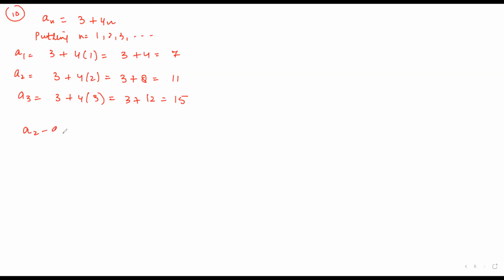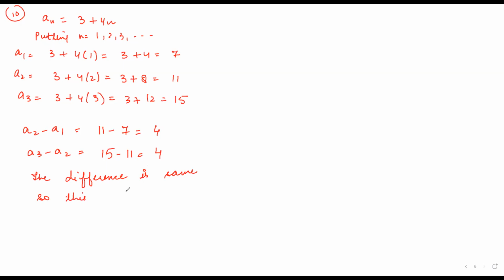So find a2 minus a1. So that is 11 minus 7, that is 4. Again, you check a3 minus a2. That is 15 minus 11, that is again 4. So we can say the difference is same. So this is an AP, right? So this is an arithmetic progression. So my AP now is 7, 11, 15, and so on.